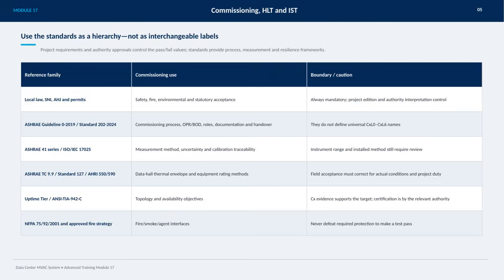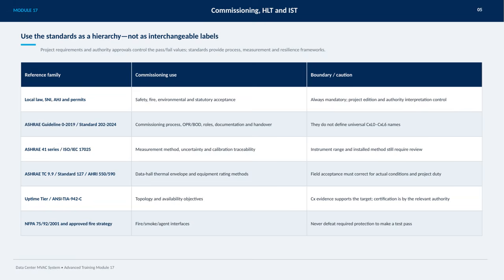On this slide, we focus on the importance of using standards as a hierarchy rather than treating them as interchangeable labels. Project requirements and authority approvals ultimately control the pass or fail values, while standards provide the frameworks for process, measurement, and resilience. Starting with the reference family, local laws, standards like SNI, and authorities having jurisdiction, or AHJs, along with permits, set mandatory requirements that must always be followed. These govern safety, fire, environmental, and statutory acceptance.